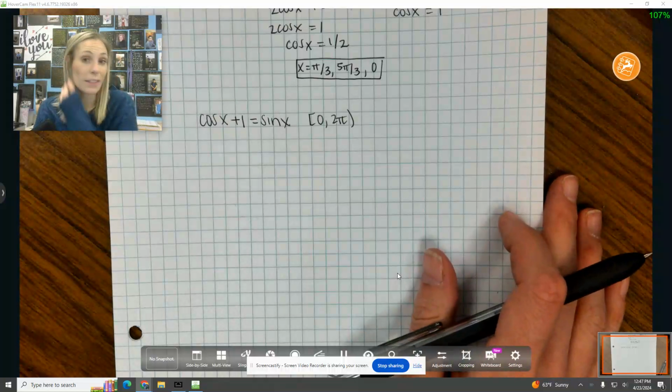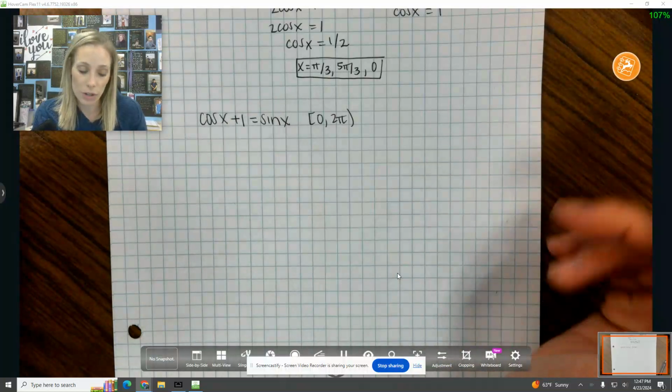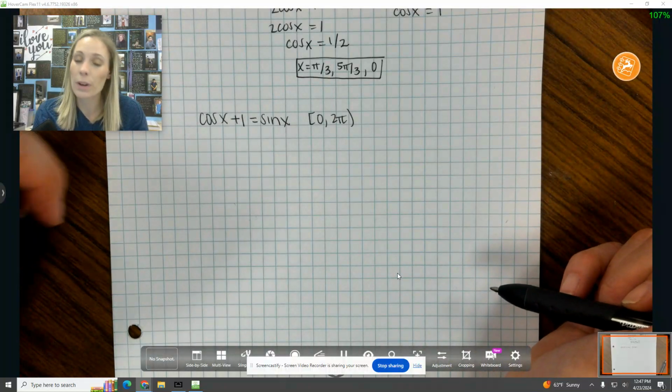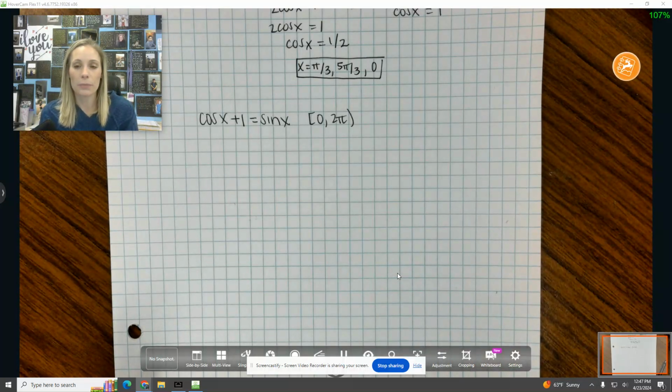This is going to be the last video in this little mini series. So in this question, we are going to solve cosine of x plus 1 equals sine of x. Now this question is different than the rest of them because if I were to try to just move my sine over, I can't factor it. And I don't have a Pythagorean identity. I don't have a cosine squared and I don't have a sine squared. So I have to ask myself, what can I do to make this question work?